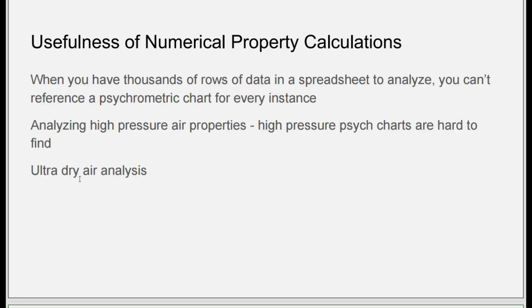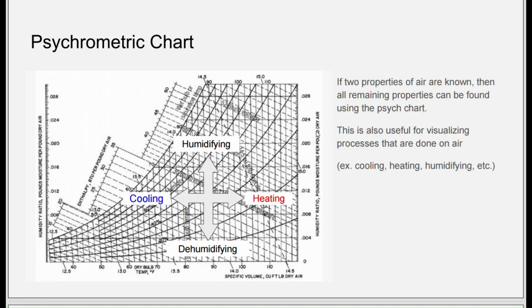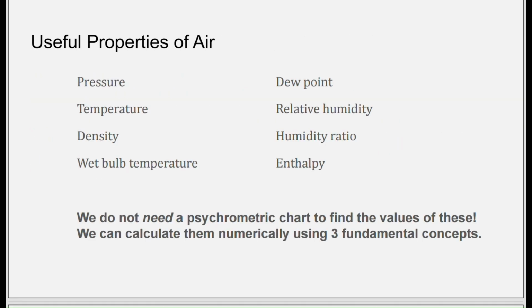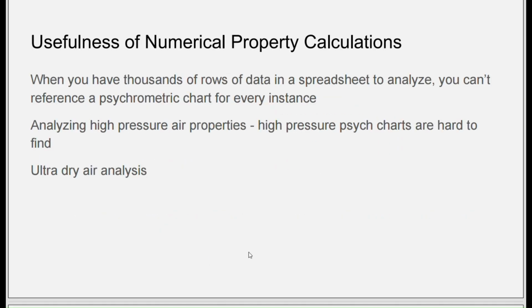And then last is if you're doing any kind of analysis on ultra dry air, so something with very low humidity ratio. Let's say you're all the way down here in your humidity ratio and you want to find some properties of that air. If you were to try to find where that intersects your saturation curve, psych charts don't go over that far. So if you're trying to analyze super dry air like compressed air after a desiccant dryer, for example, you're going to be out of luck with a psych chart and you need to be able to calculate that stuff by hand. We have Excel add-ins and macros that do that for us, but understanding how those work is important.